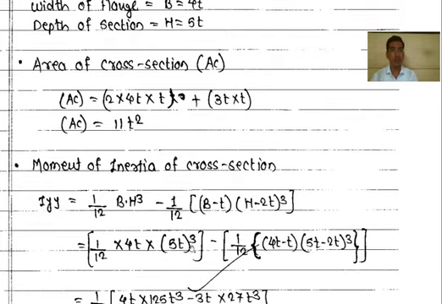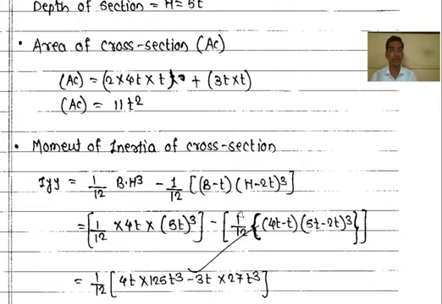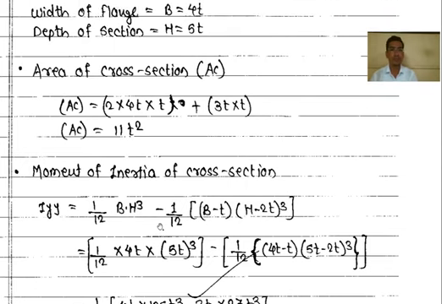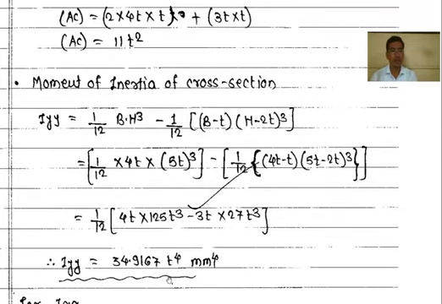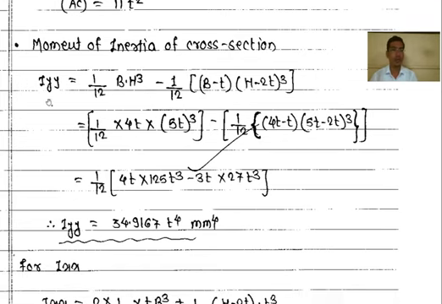Next will be the moment of inertia of cross section. It is denoted by I yy and given as B H cube by 12 minus 1 by 12 into B minus t into bracket H minus 2 t raised to 3. So putting all the values of parameters, like width of the flange, depth of the section, web thickness, etc., we'll get the moment of inertia equal to 34.91 t raised to 4 mm raised to 4. This is for the YY direction moment of inertia.